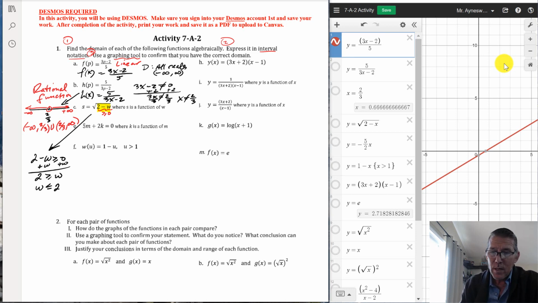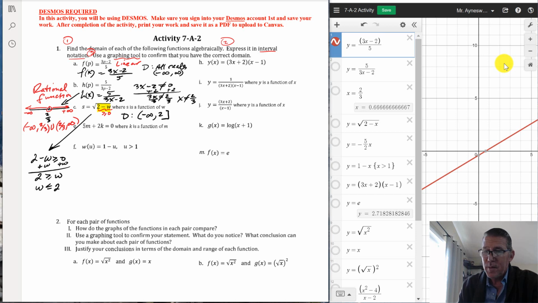Okay? So the domain here is all reals less than or equal to 2. So the domain, D, is all reals less than or equal to 2, so from negative infinity to 2 inclusively. So closed on the right side, open on the left. Okay? All reals less than or equal to 2.